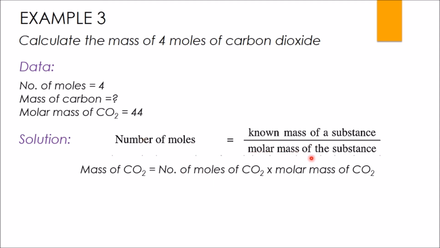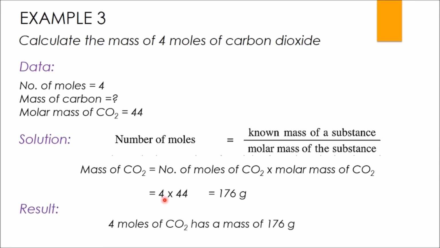This molar mass of the substance was dividing on this side. Once it goes to the opposite side, it multiplies with number of moles. So the formula rearranges as number of moles of carbon dioxide multiplied by molar mass. We put the values then. Number of moles are 4, molar mass is 44, we get 176 grams. So the mass of 4 moles of carbon dioxide is equal to 176 grams.